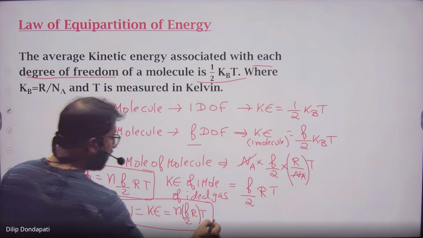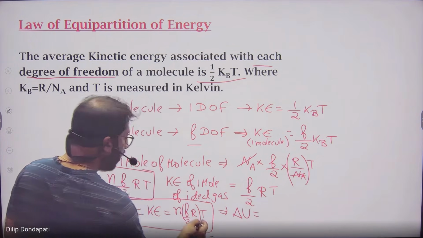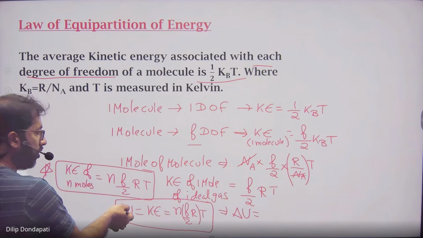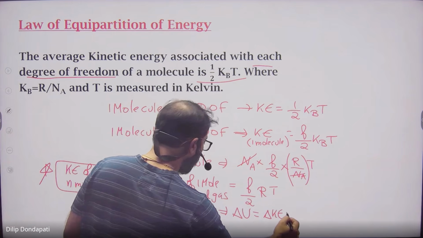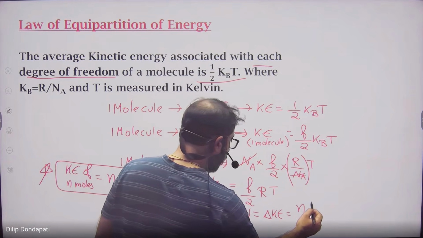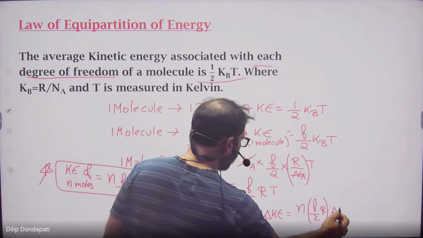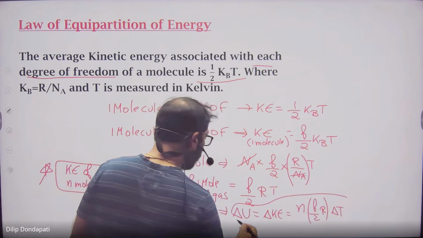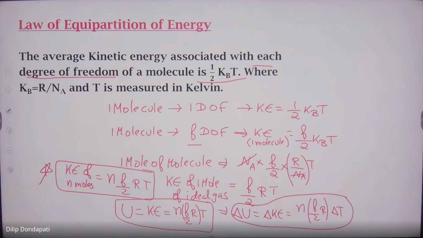If they ask for the change in internal energy, delta U, then the temperature must change, because only then will the kinetic energy change. So delta U is equal to N into F by 2 R into delta T. N into F by 2 R into delta T is the formula for internal energy of an ideal gas.